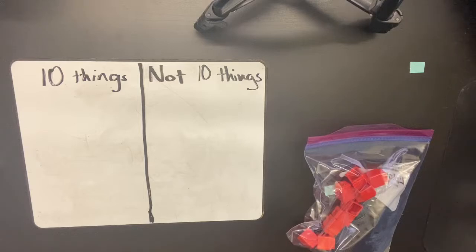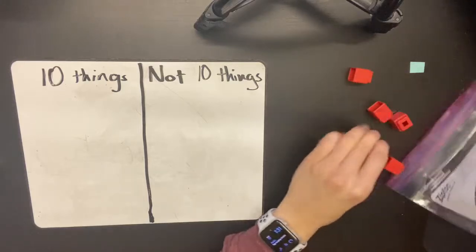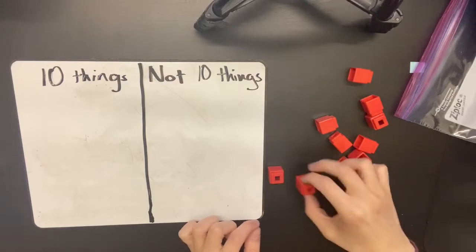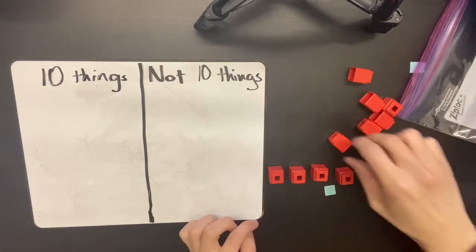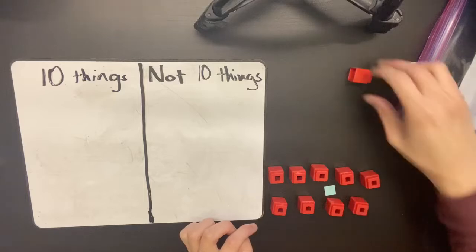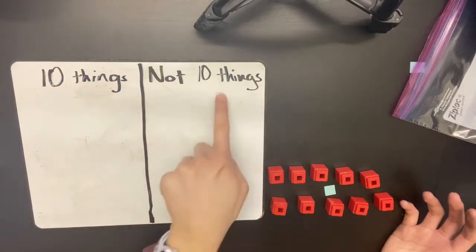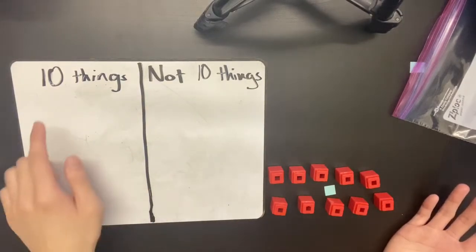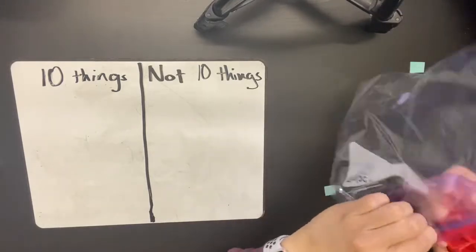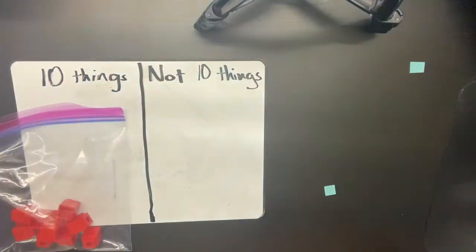Okay, so I'm gonna open up the bag. I'm gonna open it out, put it on the table. Okay, you're gonna help me count these red cubes, okay? So I have 1, 2, 3, 4, 5, 6, 7, 8, 9, 10. So does the red cubes have 10 red things or does it not have 10 red things? Which one? Yeah, 10 things. So I'm gonna put all of my cubes back into the little baggie. And I'm gonna put it in the pile that has 10 things. Okay, great. Let's do the next one.